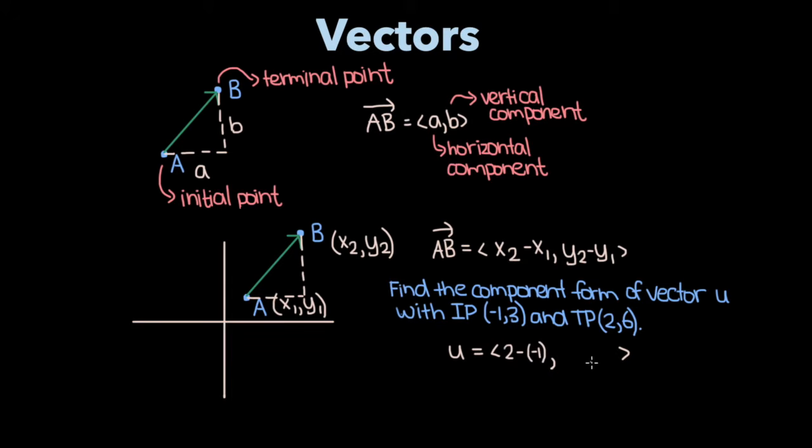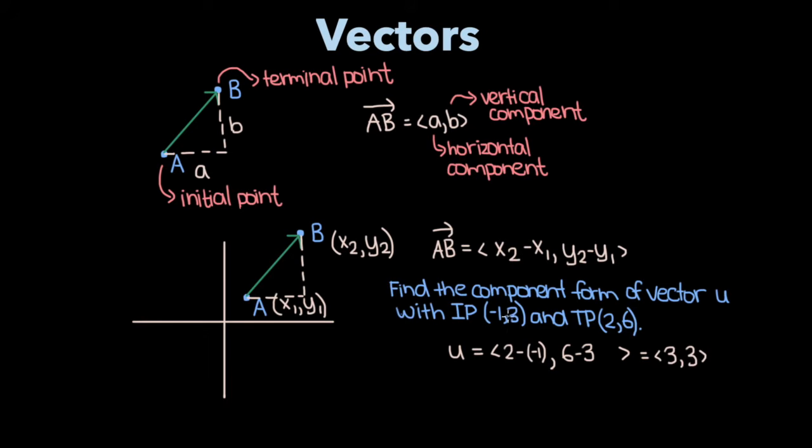And the vertical component is going to be the y-coordinate of the terminal point, y2, minus the y-coordinate of the initial point, which is 3. So 6 minus 3. And if we simplify this, we get 2 minus -1 is 3. And 6 minus 3 is 3 as well.